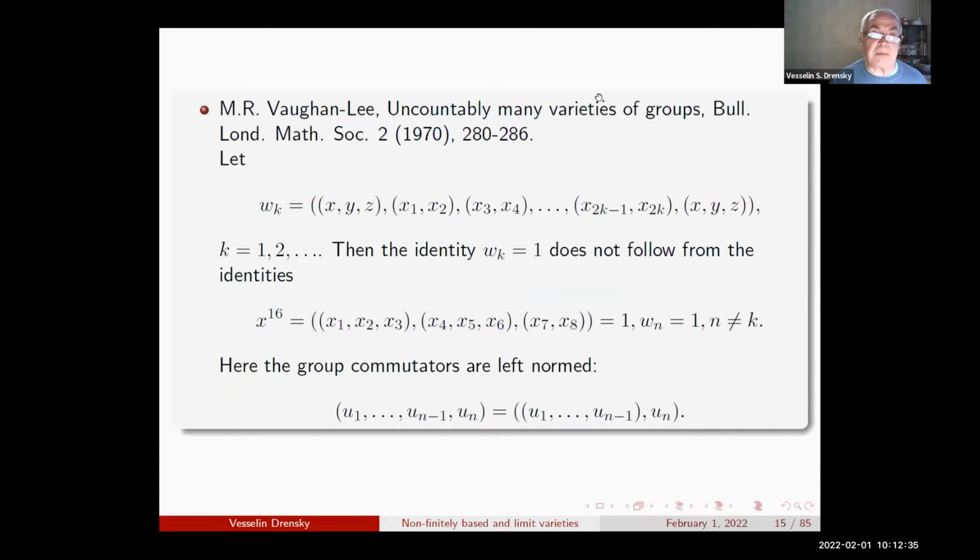There is another example by Michael Vaughan-Lee, which is also from 1970, which is much easier to understand because it doesn't use the complicated theory of Novikov and Adyan. And here are the identities which define this one. Here, when I speak about group commutators, they are left normed. So they are in this way.